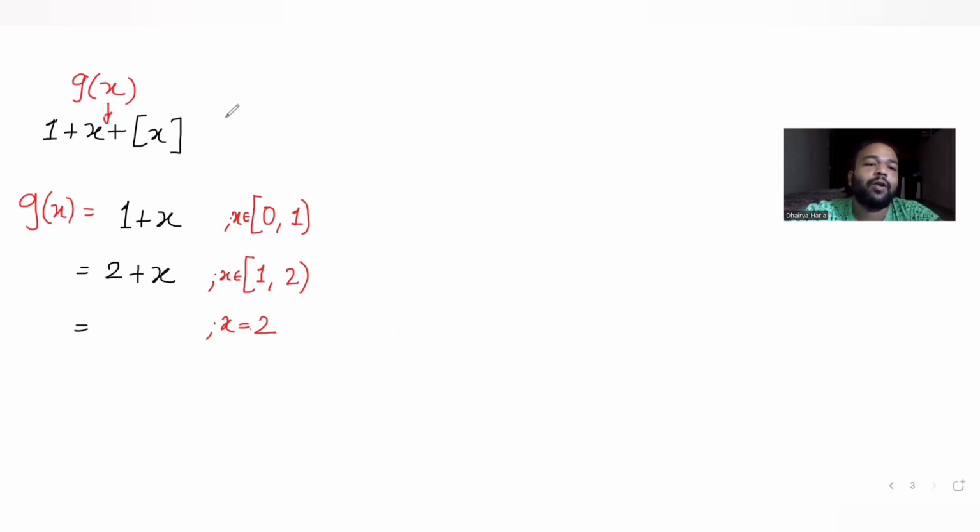And here if I put x equal to 2 directly, 1 plus 2 is 3, and 3 plus 2 is 5. I get this value as 5. So these are your values of g of x. Let's see the other function.